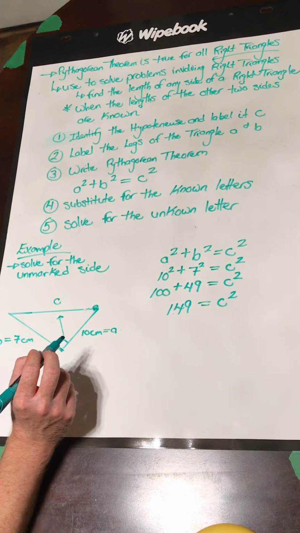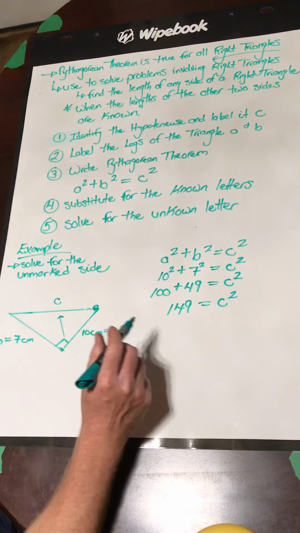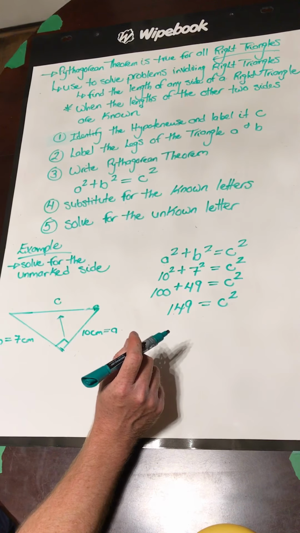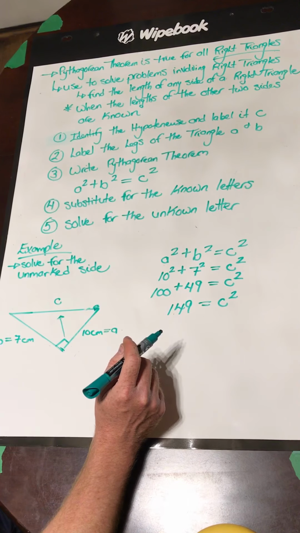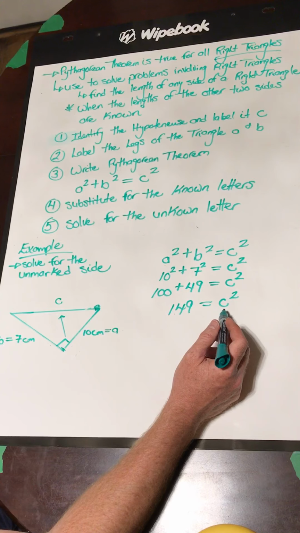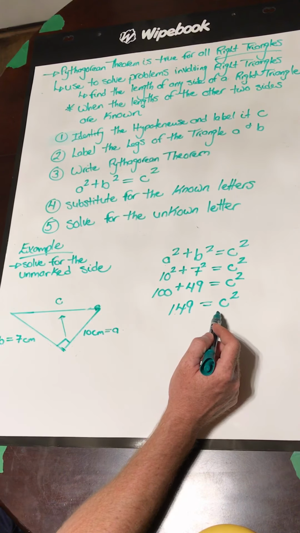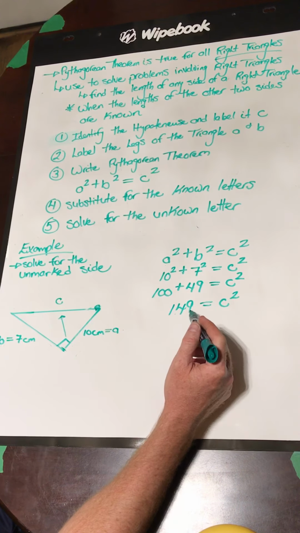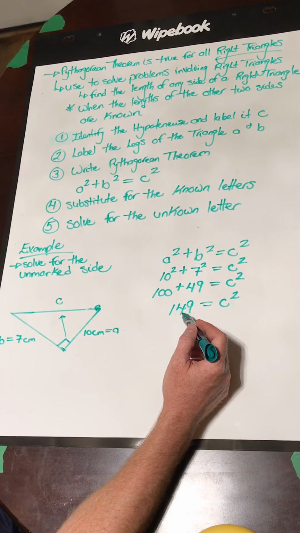Well, I don't want to know that 149 is equal to C squared. I want to know what C is equal to. So in order to find out what C is equal to, I need to take the square root of C squared on the right side. But we know this is an equation, and in order to keep the equation balanced, what you do to one side, you must do to the other. I then also need to take the square root of 149 on the left side.